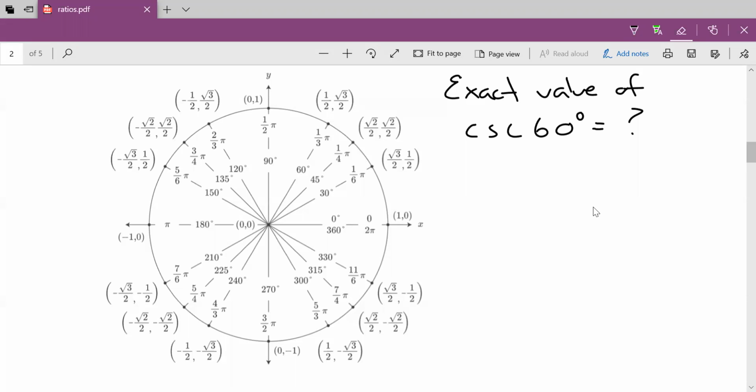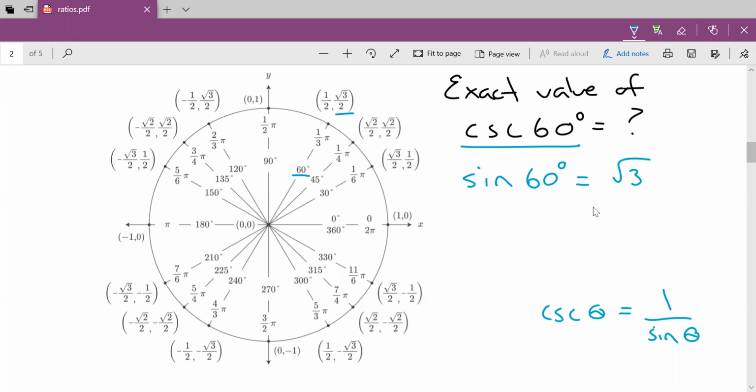Let's find the exact value of cosecant 60 degrees. So cosecant is this new reciprocal trig function. It's brand new to me. So I go to my formula sheet, and what my formula sheet tells me is cosecant is 1 over sine theta. Okay, so how is that going to help me? Well, let's just go and find what sine theta is first. What's sine 60 degrees? So 60 degrees, sine's my y value, it's root 3 over 2.